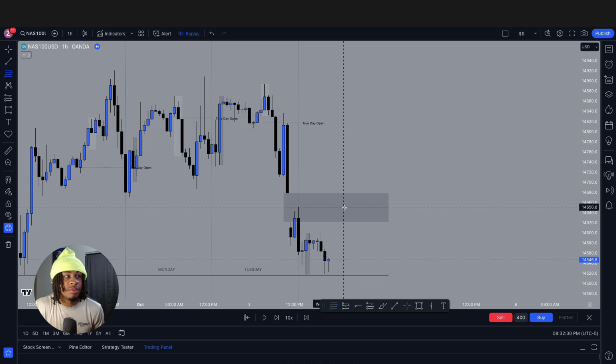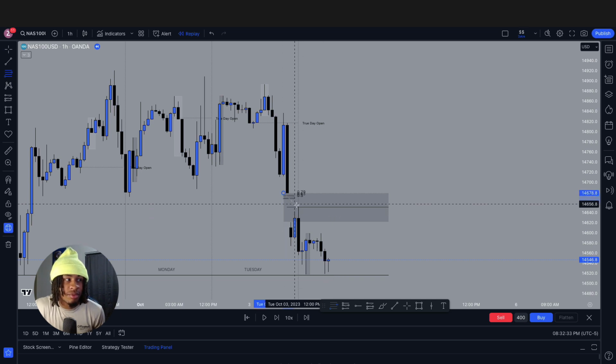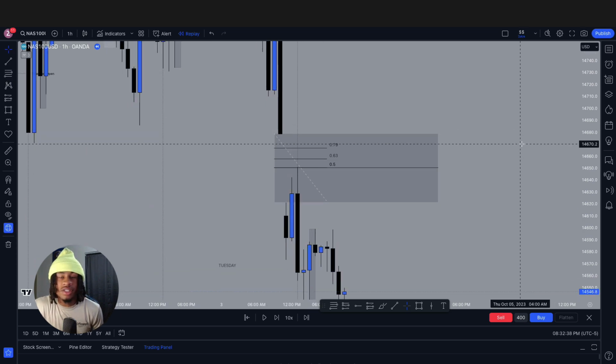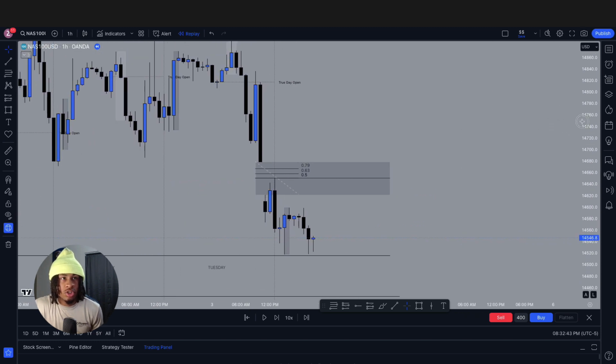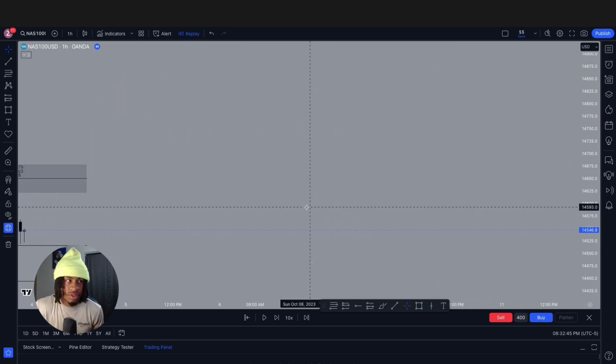Now I want you to also peep game right here. It looks like price came and rebalanced it at the equilibrium, perfectly at the equilibrium. Now, if you guys want a video on equilibrium and optimal trade entries and how to use your fib, let me know in the comments.